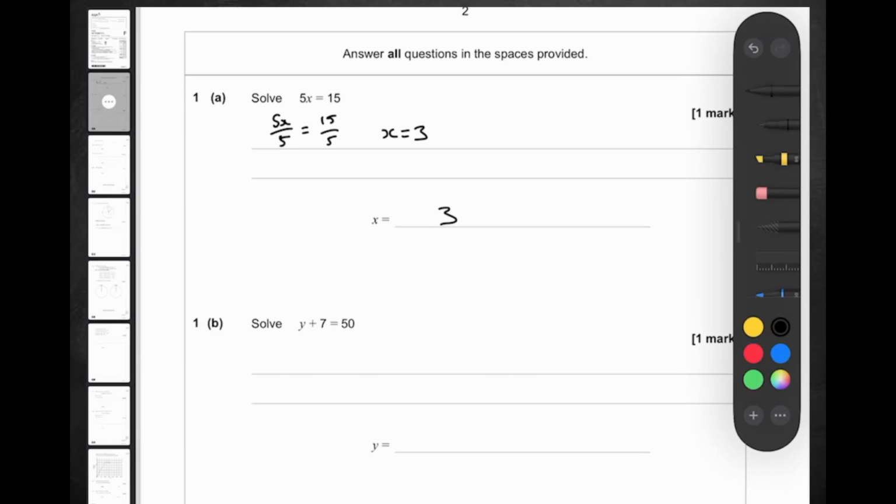Part B. Solve y plus 7 equals 50. All we need to do here is subtract 7 off of both sides to leave y on its own, and we get y equals 43.